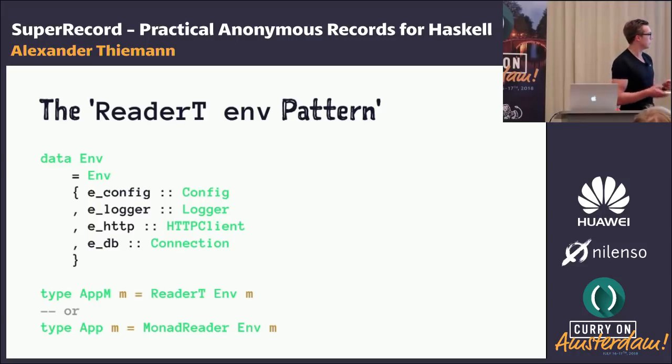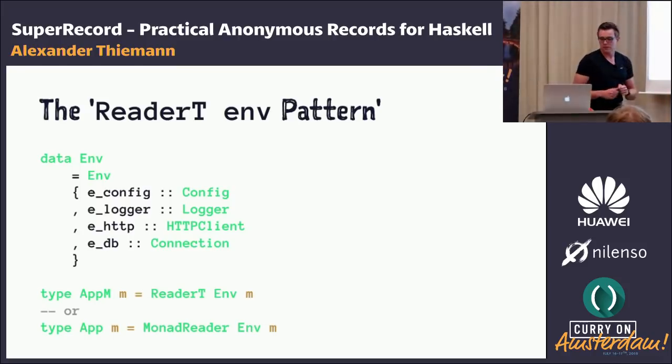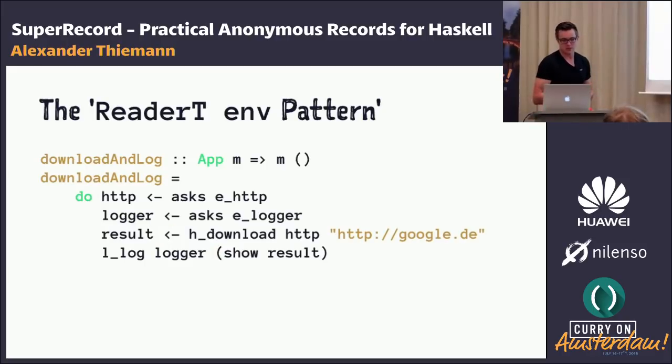So what you end up doing is, you define a type like this, and then you define a type synonym saying App M is a ReaderT of my environment and then M, and that's what you're going to write all your logic against. So if you think about this ReaderT env pattern, what would a function in that world look like, right? So here I wrote an example function.